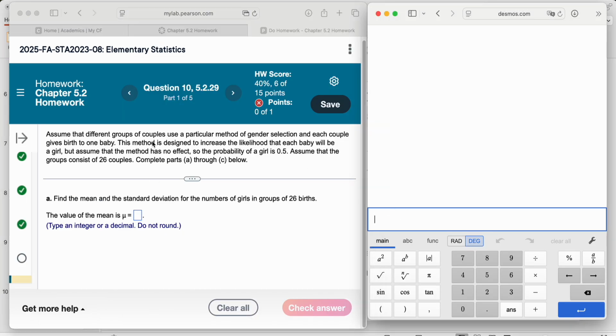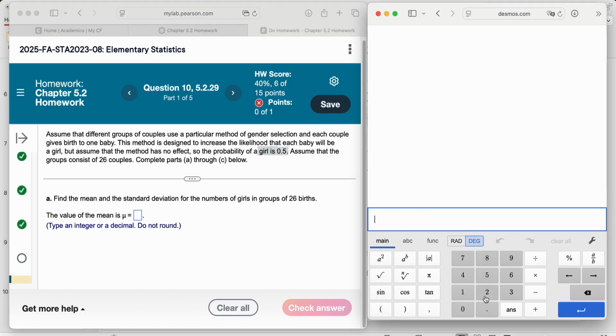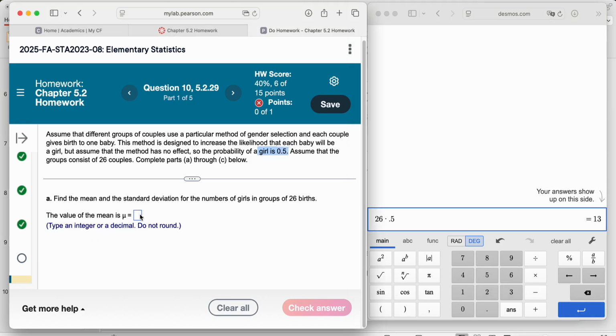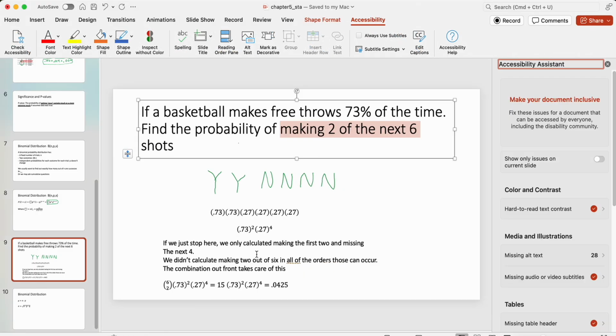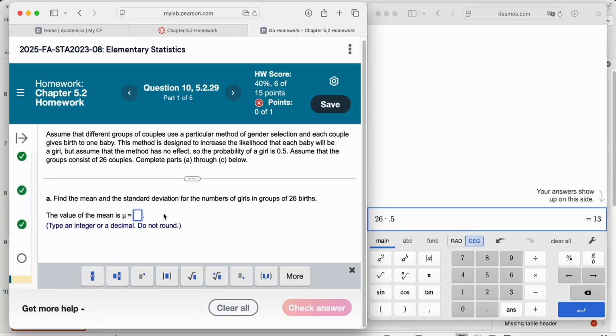All right, so it says, assume that they were trying to increase the likelihood that a baby would be a girl, but assume at the beginning that there's no effect to this method. So if there's no effect, and you're going to have 26 couples try to have a baby, and the regular probability is 0.5, because again, that should be about half and half. Then at first we've got 26 couples times half and half, that would be 13. So there's me using that formula that we talked about. Just 26 couples times the probability that you were after should be what you should expect in a trial.